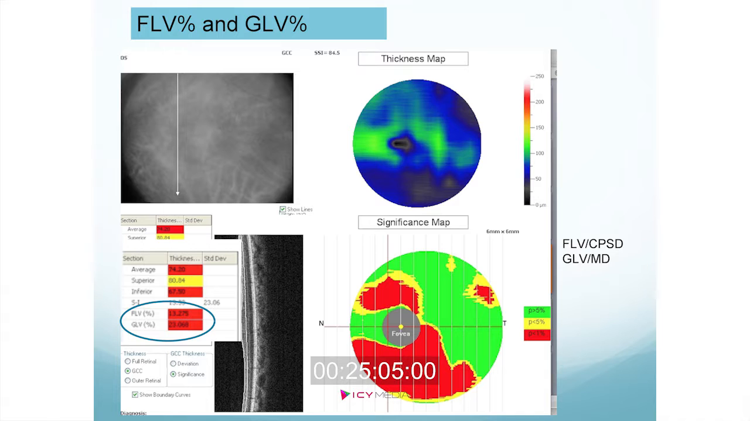The GLV is the global loss volume. It looks globally. It doesn't look for focal defects. It looks overall at the whole picture. It's almost like looking at the mean deviation on the visual fields. It compares the patient to the normative database. So both of these in this patient are outside normal limits. What does that mean? What does the literature tell us? How can we use this information to make a decision about how we're going to treat this patient?